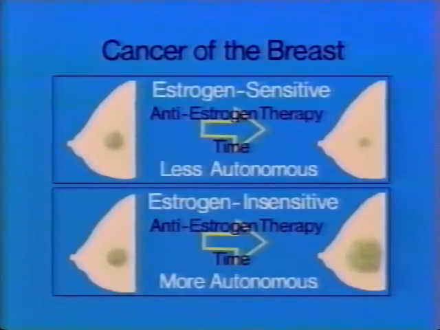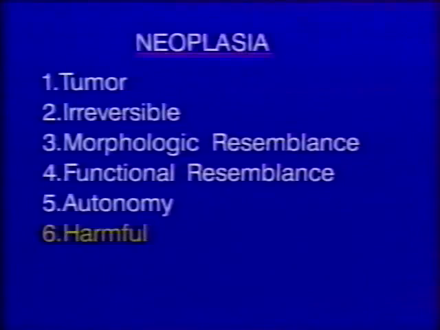Some breast cancers, for example, like normal breast, are sensitive to the effects of estrogen. Others are not. Growth of an estrogen-sensitive neoplasm might be arrested or reversed by anti-estrogen therapy, while an estrogen-resistant neoplasm would be expected to continue its growth. The estrogen-sensitive neoplasm is less autonomous than the estrogen-insensitive one. Such variation in autonomy has major prognostic and therapeutic implications. Sixth and last, neoplasms are rarely beneficial, are usually harmful, and sometimes are fatal to the host.